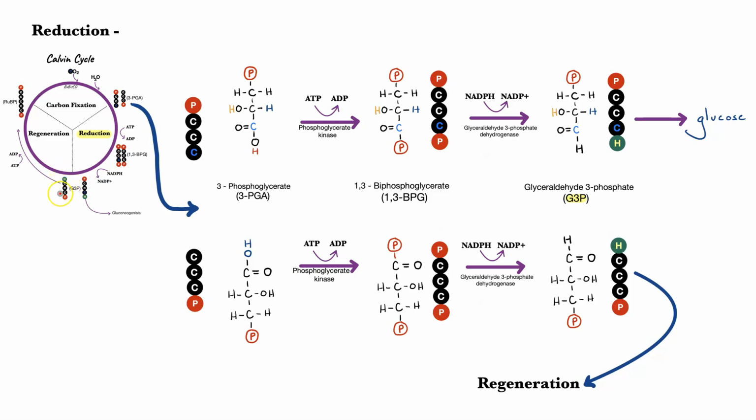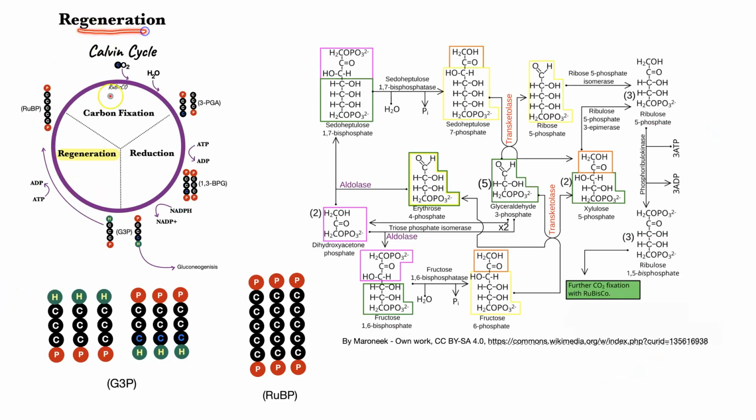There's 3 carbons in the one G3P, and this has got 5. Where do we get the 2 other carbons? Okay, so let's go to the regeneration part of this and talk about how that actually occurs. Regeneration, the third phase of the Calvin cycle, is sometimes called the carbon or the carbohydrate shuffle.